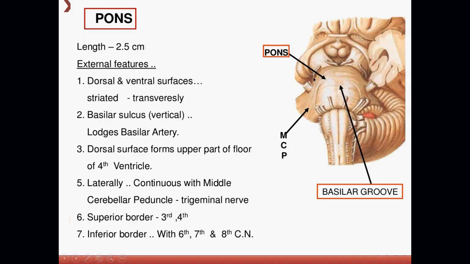So here it is a superior border that continues with the cerebral peduncles of the midbrain. Inferiorly, at the junction of the medulla oblongata and Pons there is the attachment of the 6th, 7th and 8th cranial nerves: the abducens nerve, facial nerve and vestibulocochlear nerve.